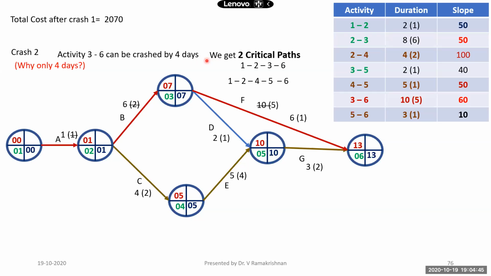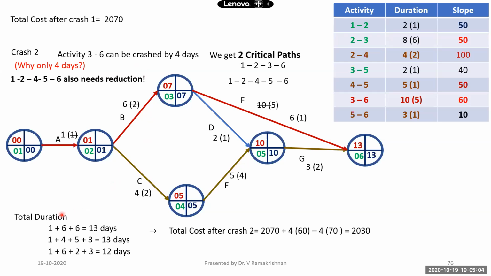Now we are getting two critical paths. So further reduction is possible only if I consider another critical path also, right? Therefore, two activities I'll have to crash further. Therefore, 1, 2, 4, 5, 6 also needs a reduction if I have to reduce by the fifth day.